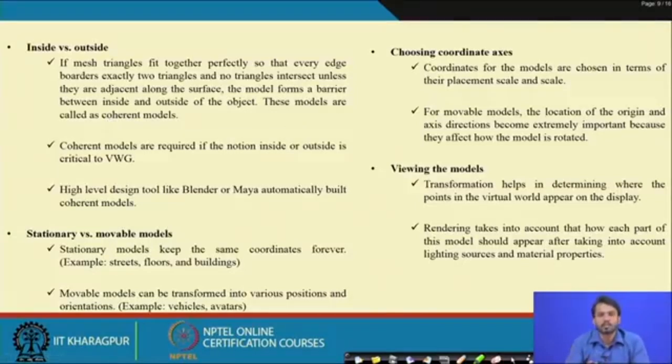So, we have to consider the fact that there should be a barrier between the inside and outside of the object. Otherwise, there will be confusion while creating the 3D models. It will be floating in the created environment. The 3D models will be diverse and floating in the created environment.